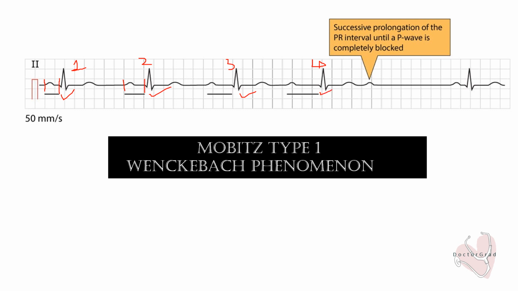But what is happening to the PR interval? There is progressive prolongation of the PR interval. See, this is even prolonged. This is further prolonged. What happens to the fifth one? Here is an interesting phenomenon in the fifth one. There is no QRS in the fifth one. We don't have a QRS here, right? So the P wave is completely blocked. That is what they mean by Wenckebach phenomenon. So this is Mobitz type 1. It's usually a benign condition. It does not require any kind of treatment.